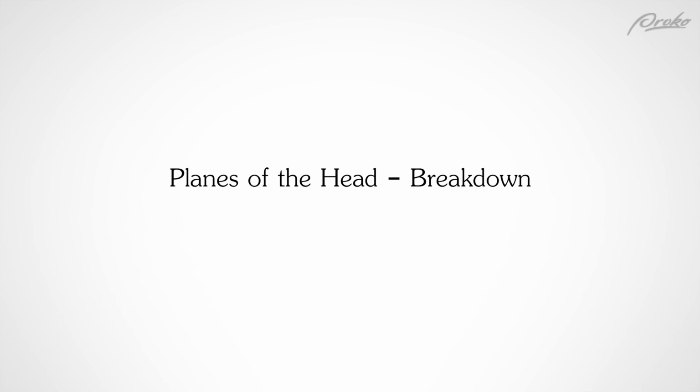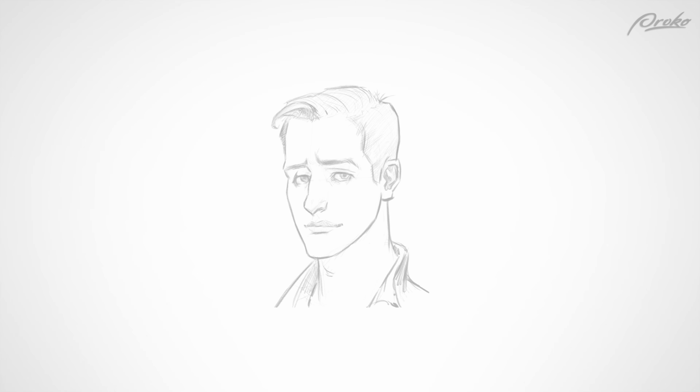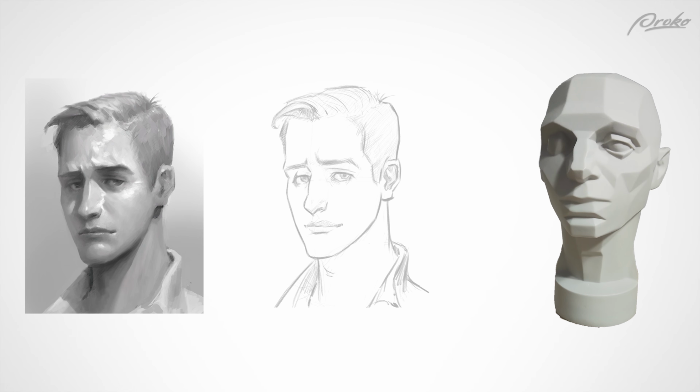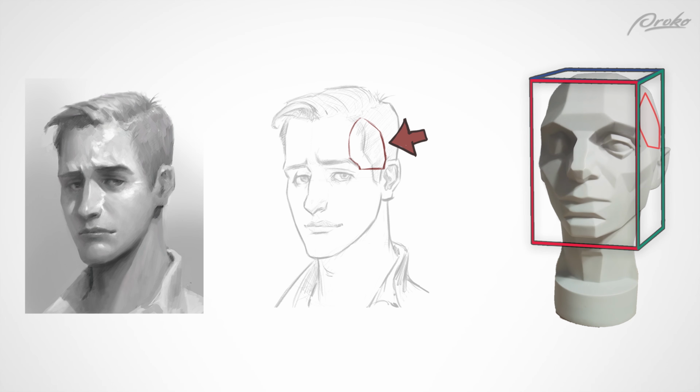Planes of the head, breakdown. So I'm gonna take our line drawing here and build the planes and values on top of it. Here's our painting so we know what we're trying to accomplish. And here's the Asaro head for planes reference. If the head is like a box, the temple plane here is clearly the side of the box. Then we have a series of simple planes at the front of the box, forming the gentle curve of the frontal bone of the skull.